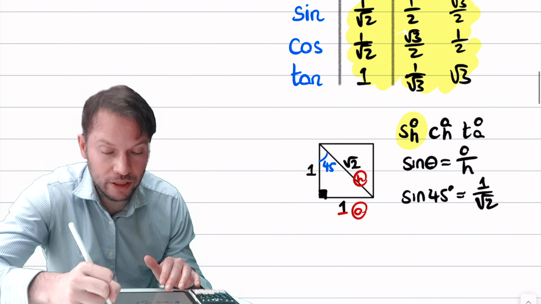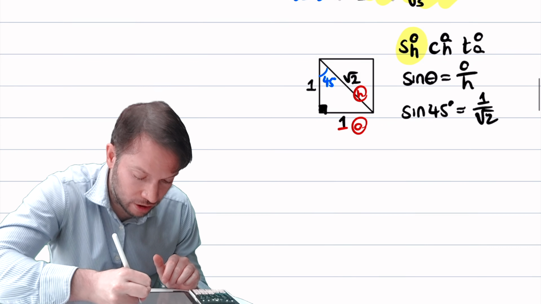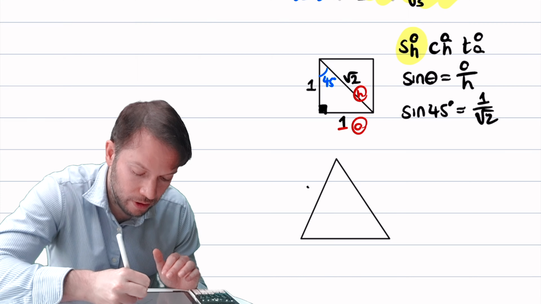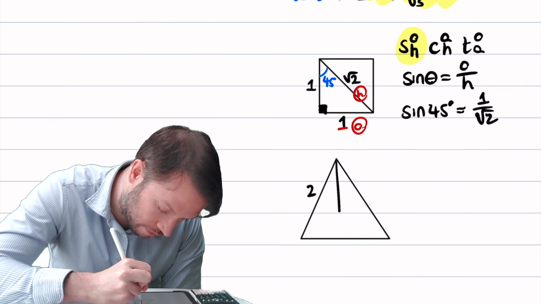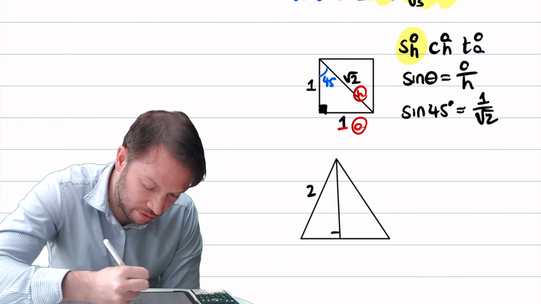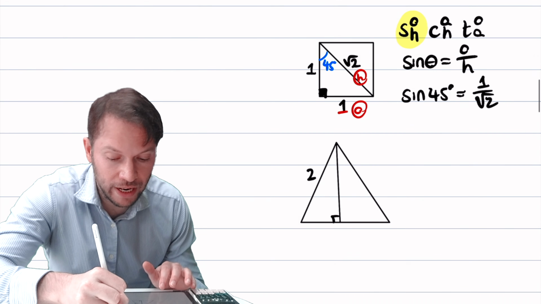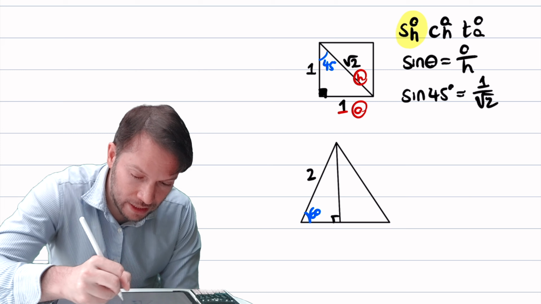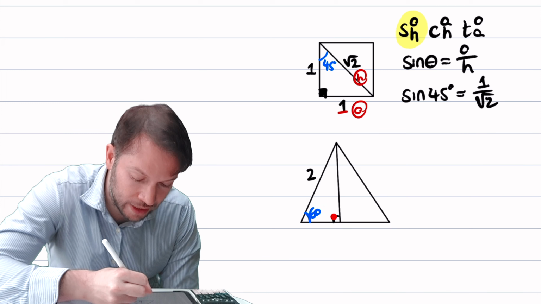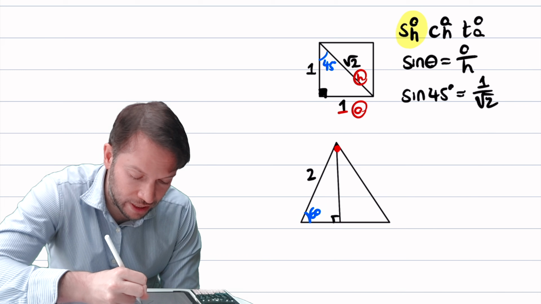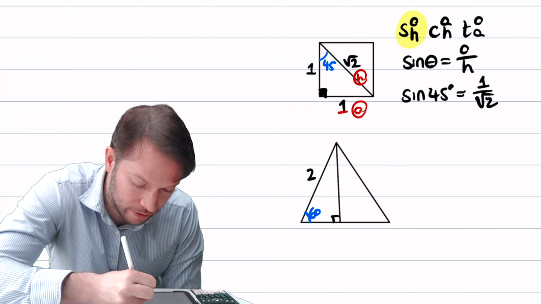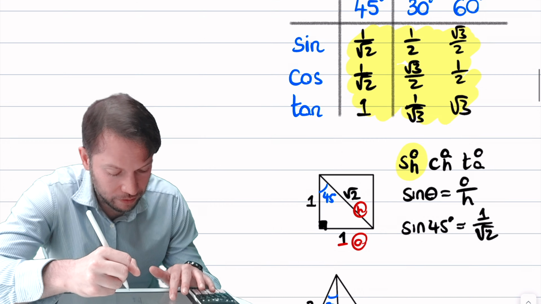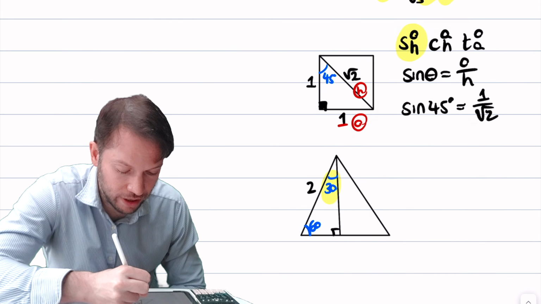So to get 30 or 60, what you do is you start with an equilateral triangle of side length 2, and then you cut it in half like that. The reason we're using this is because we know the interior angles of an equilateral triangle are 60. And if that's 60 and that's 90, and these three angles add up to 180, that final angle would be 30 here. So we want to use the 30 here because we're doing sine of 30. So that's the angle of interest.